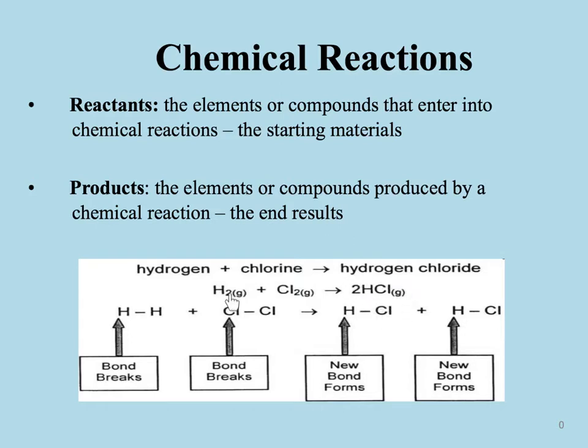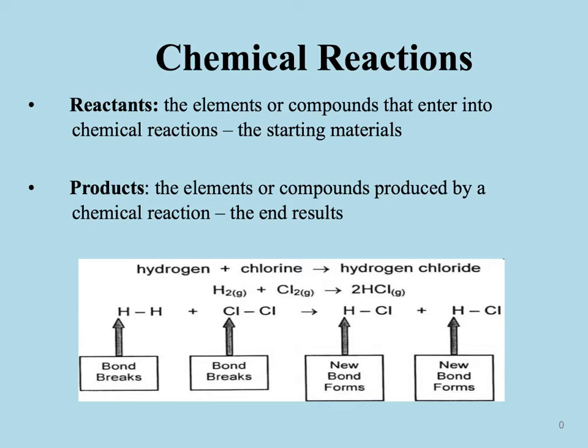So if you notice, hydrogen gas here, chlorine gas here, what's happening is the bond between the hydrogen gas is going to be broken, as well as the bond between the chlorine gas is going to be broken, and as a result, the bond between hydrogen and chlorine is now going to be formed, creating hydrochloric acid.